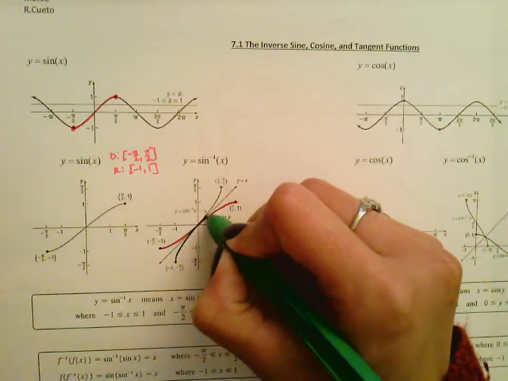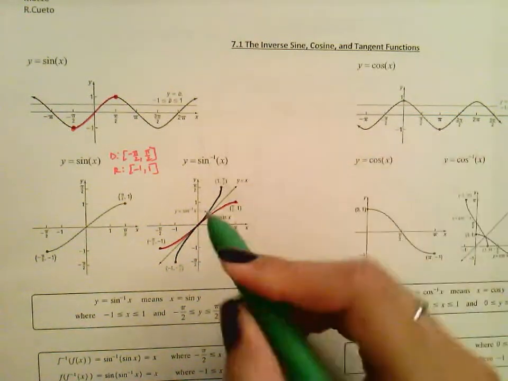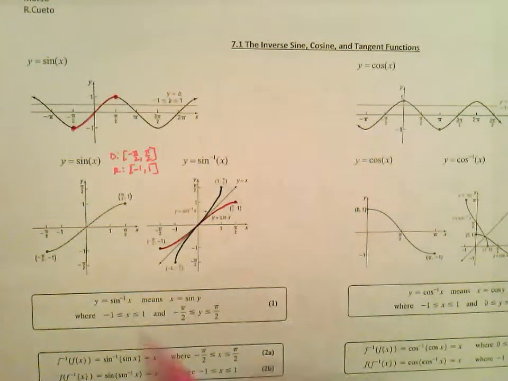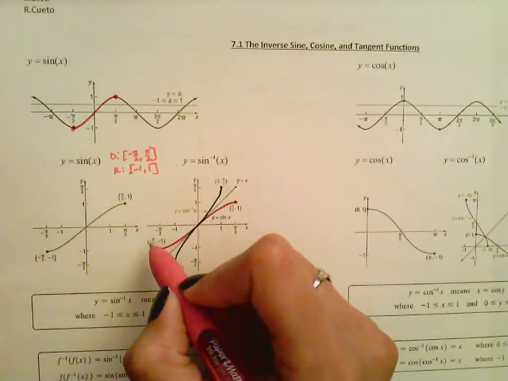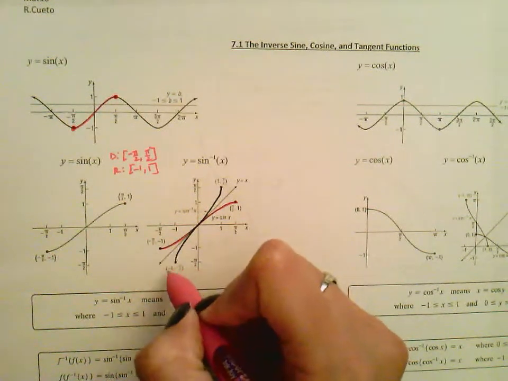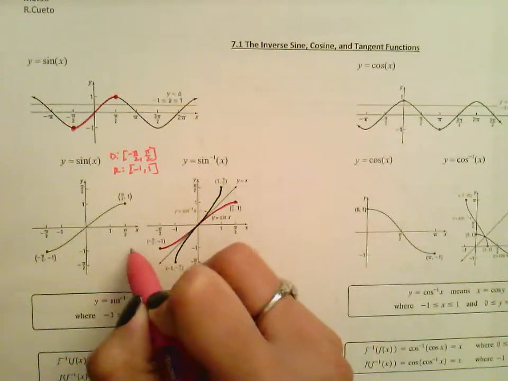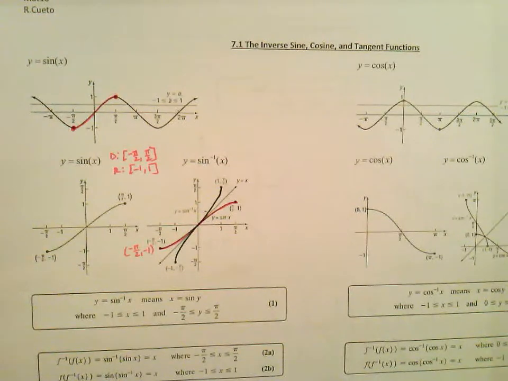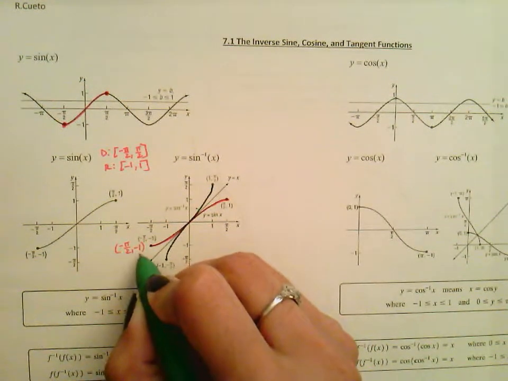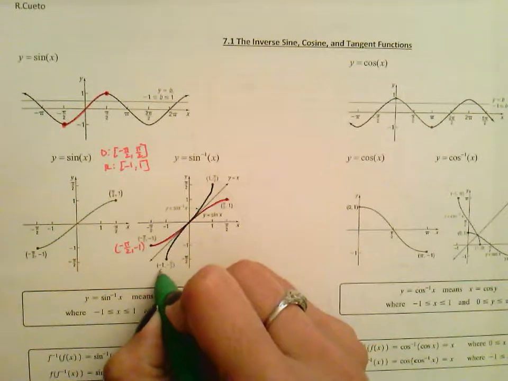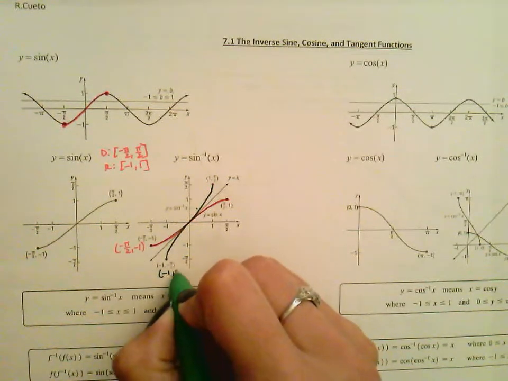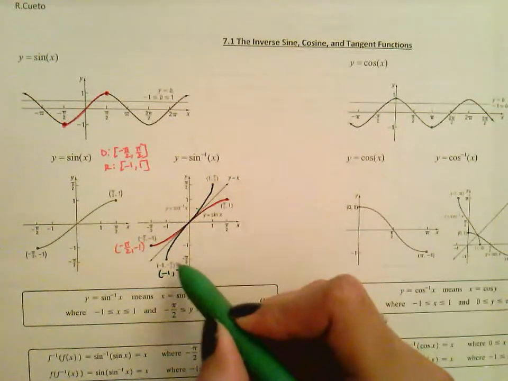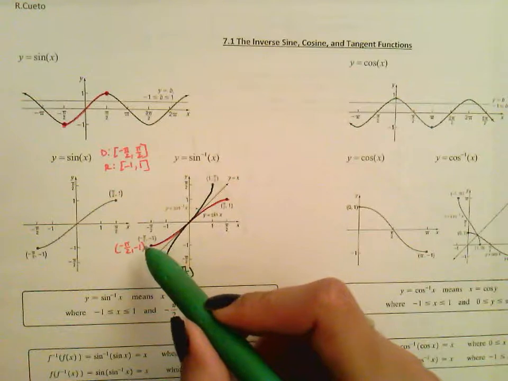If you have a hard time with reflecting over the line y equals x, then go ahead and switch the points. So whatever was an x before is going to change to a y. Whatever was a y before is going to change to an x. So this point is negative pi over 2, negative 1. So that means that for the inverse sine, the y is going to become a negative 1, and the x is going to become a negative pi over 2. So this x became the y, and the y became an x value.